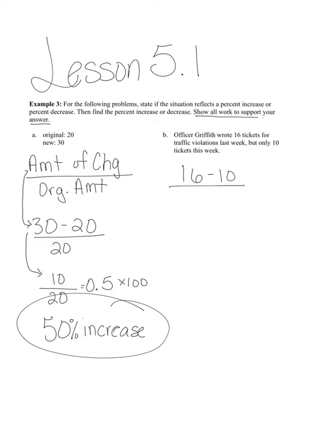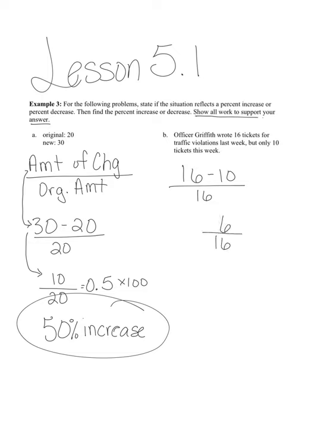So in these word problems, when it doesn't specifically tell you, you're really going to need to pay attention to what it says so that we can understand what came first. It's not always going to be the first number you read. So it says here, Officer Griffith wrote 16 tickets for traffic violations last week. Well, last week comes before this week, so in this case, the original amount is 16. So my amount of change here is 6.